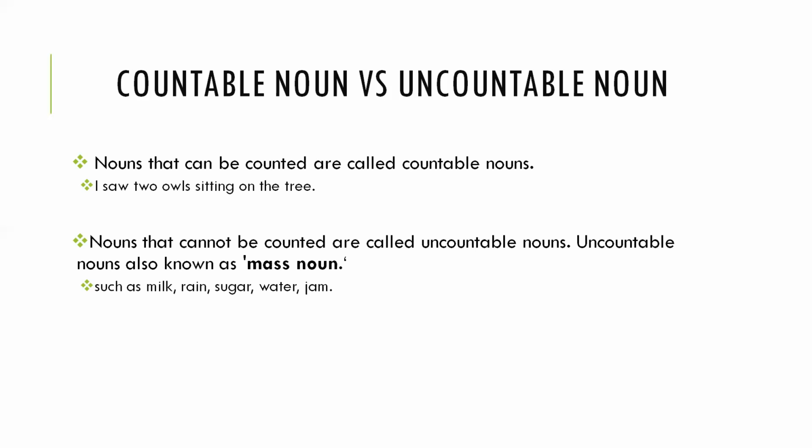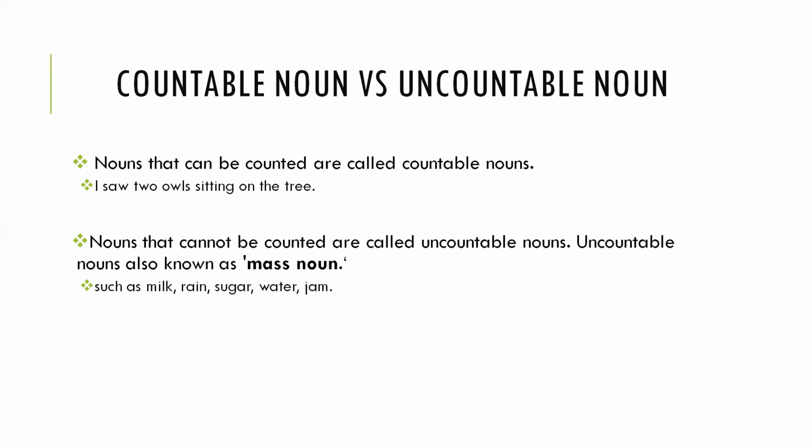But if there are thousands, like stars, talking about stars, star is an uncountable noun. Why? Because there are lots of stars and we are unable to count them. Nouns that cannot be counted are called uncountable nouns. The second name for uncountable nouns is mass noun. Mass means a lot, such as milk, rain, sugar, water. Water is a liquid. Can we count it? No. Sugar is solid. Can we count it? No. Gas is in gaseous form, so can we count it?